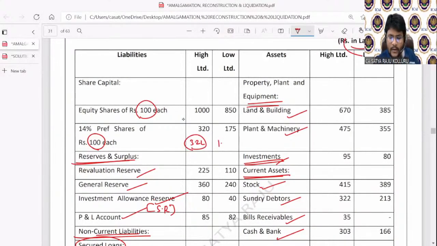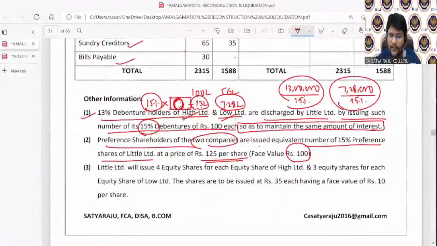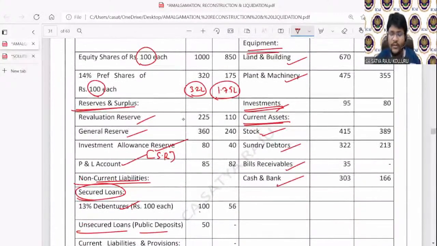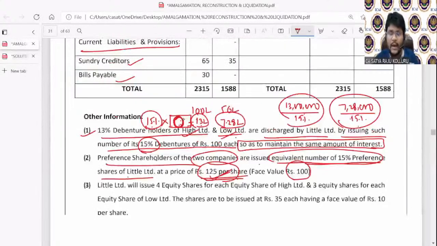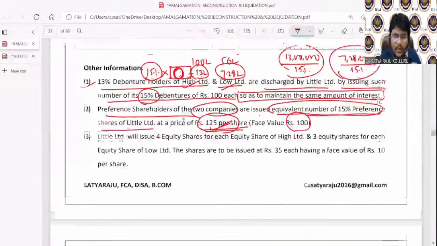Here 1.75 lakh shares are there. Now I'm going to issue the same number of preference shares only. It is clearly given that preference shareholders of two companies are issued an equivalent number of 15% preference shares of Little Limited at a price of 125 per share, but the face value is 100. Number is same, but the worth is different. The worth is 125 rupees. Now the amount payable to preference shareholders is 3.2 lakh into 125, 1.75 lakh into 125. Like this, you need to calculate, which forms part of PC, guys, which forms part of PC.